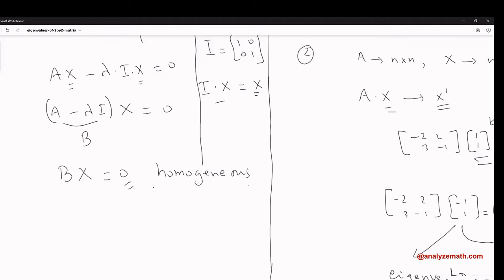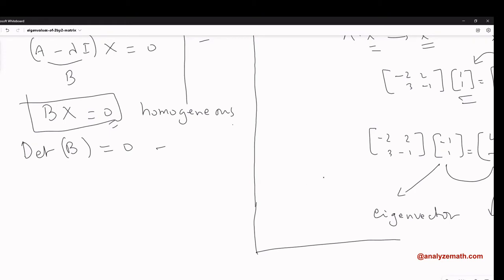When the constant side is equal to 0, we call it a homogeneous system. It has a non-zero solution only when the determinant of B is equal to 0. I repeat, this system of equations that we are trying to solve is homogeneous. It has an obvious solution x equal to 0. We don't want this. We want solutions that are not 0. The only way is to have the determinant of B equal to 0.